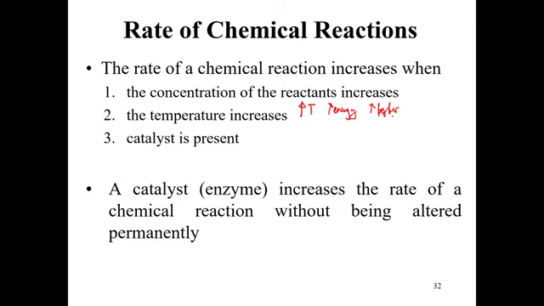A catalyst is a compound that increases the rate of reaction. So a catalyst, usually an enzyme, is something that increases the rate of reaction without being altered permanently, meaning the catalyst or the enzyme is not consumed. We usually call it a catalyst if it is outside the body. However, an enzyme acts as a catalyst inside the body.